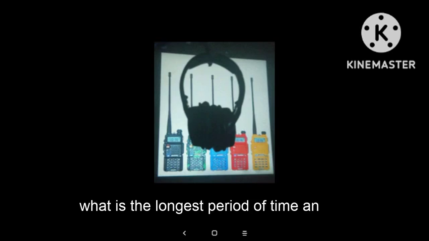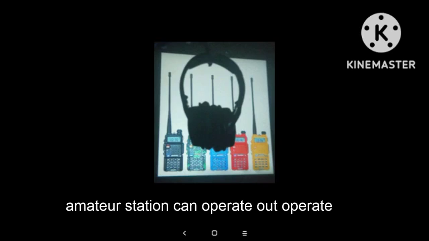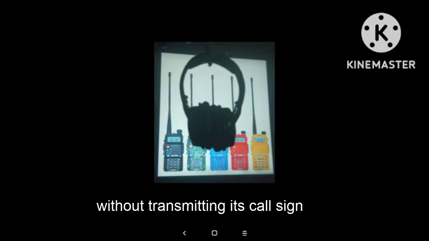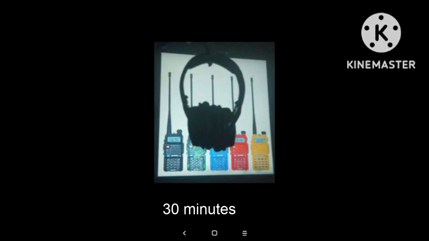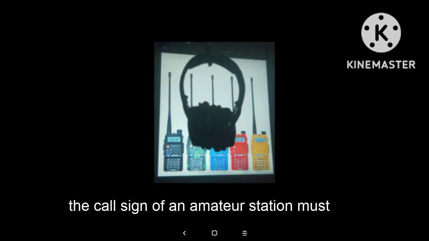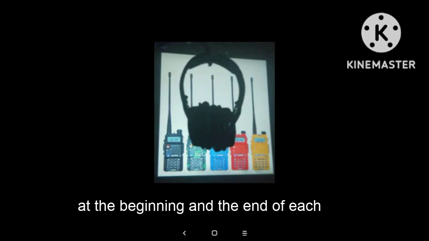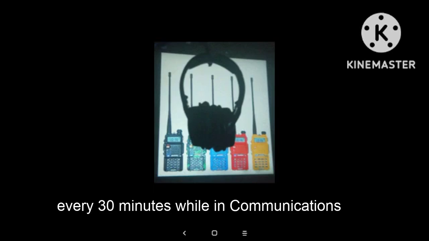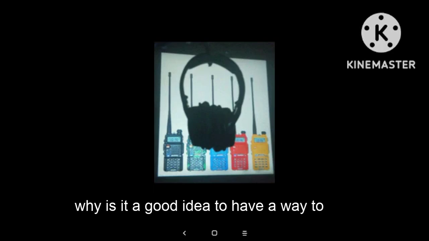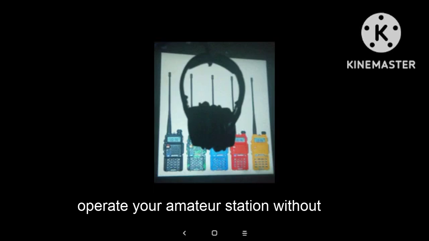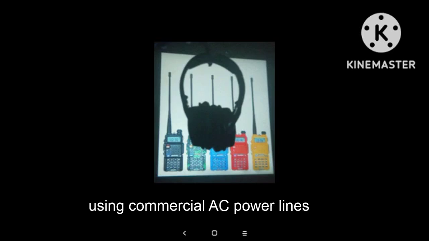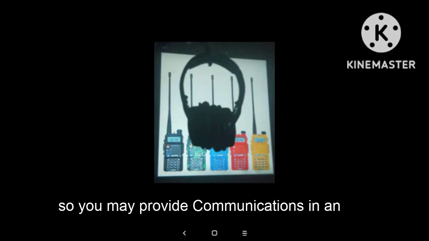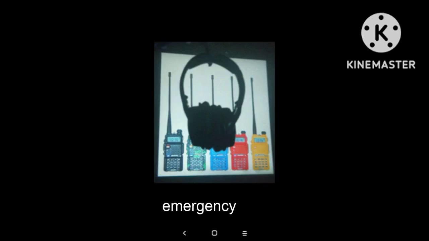Number 2. What is the longest period of time an amateur station can operate without transmitting its call sign? 30 minutes. Number 3. The call sign of an amateur station must be sent at the beginning and the end of each exchange of communications, and at least every 30 minutes while in communications. Number 4. Why is it a good idea to have a way to operate your amateur station without using commercial AC power lines? So you may provide communications in an emergency.